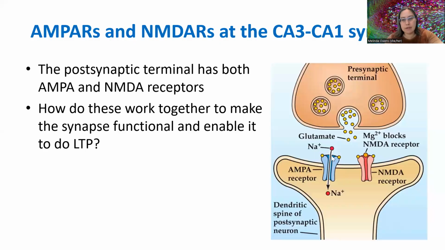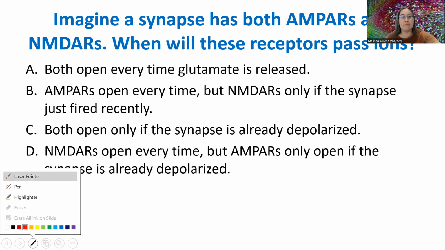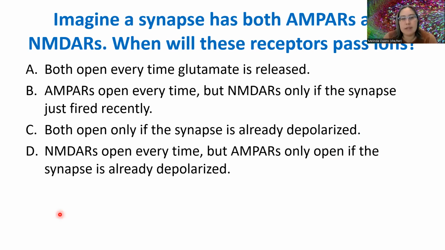So as I said earlier, the presynaptic terminal releases glutamate. On the other side, there's AMPA receptors and NMDA receptors. How do these work together to make the synapse function and enable it to do plasticity like LTP or LTD? I think that based on what you've learned so far, you can start to address this question in your head. So imagine a synapse like this one that has both AMPA receptors and NMDA receptors. When will these receptors pass ions?